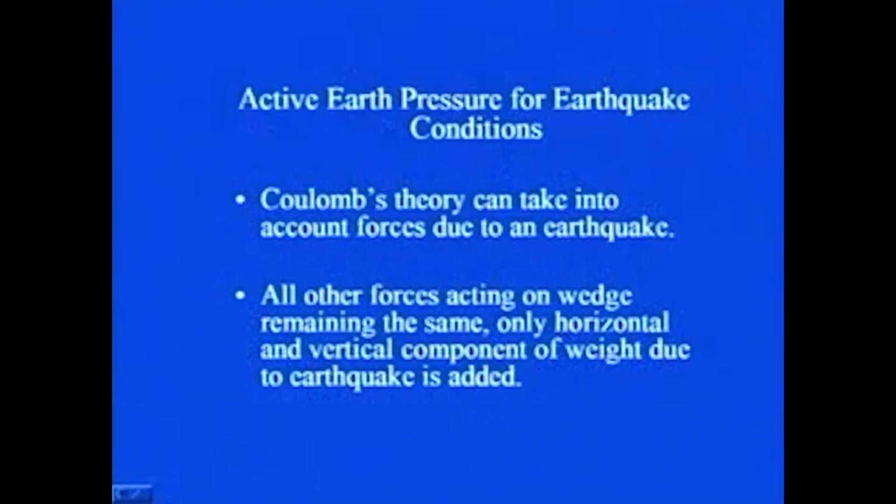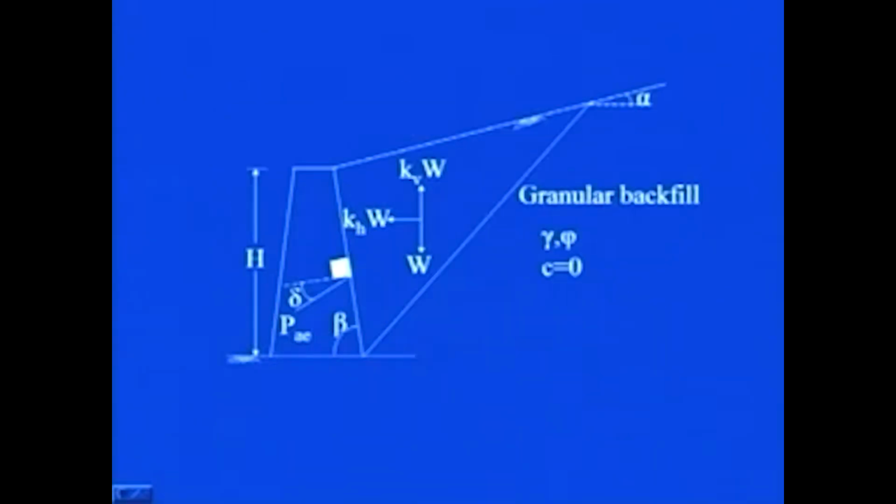So, you see that this is again another advantage of Coulomb's theory over Rankine's earth pressure theory, that it can take into account forces due to an earthquake. So, what is going to be the difference between the earthquake condition and the condition when the earthquake is not there? All the forces remaining same, only horizontal and vertical components of weight due to earthquake will be added. Now, let us see how it comes into picture.